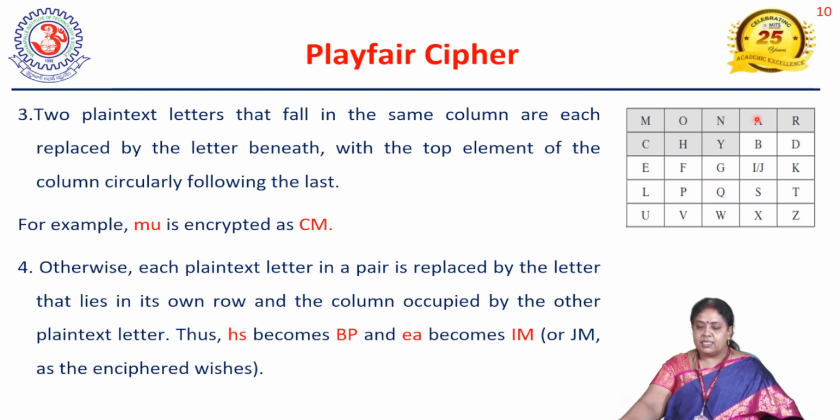the letters at the intersection points. Suppose you have to encrypt M and S. So M is substituted by A and S is substituted by L. That is the criteria we are going to use for the Playfair substitution technique.